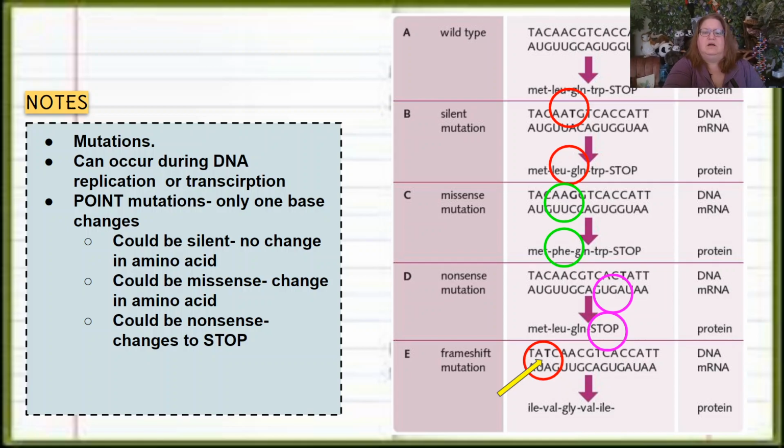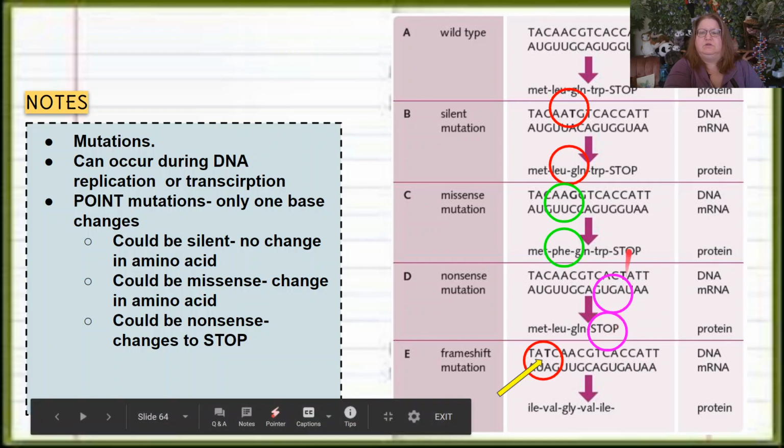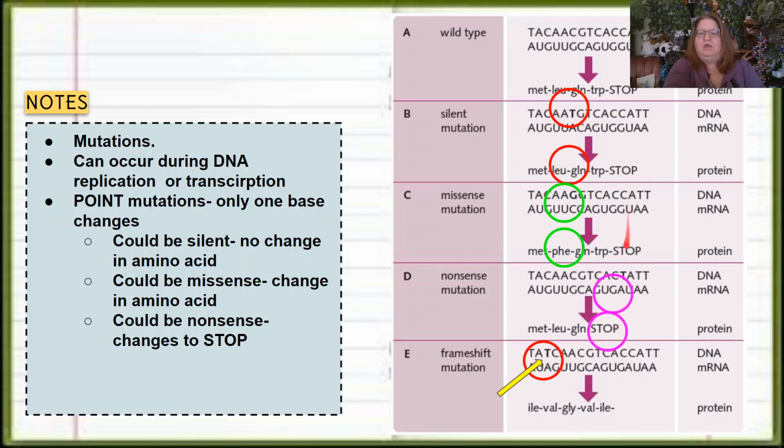And then it could be a nonsense. And so it changes to a stop codon. And so you'll notice we went from UGG to UGA, and that's a stop codon. And that's called a nonsense mutation.